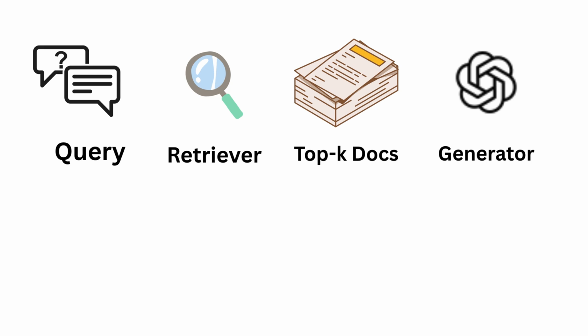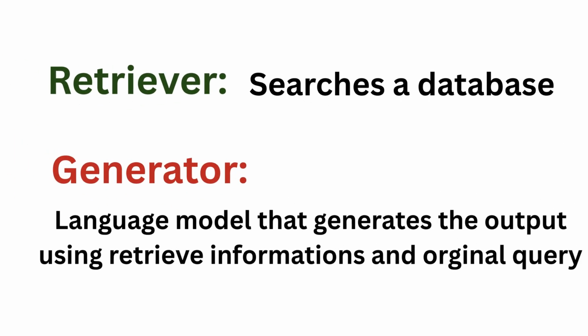Think of the retriever like a built-in search engine for your model. Then comes the generator, which is the language model. It takes both the original query and the retrieved documents, and generates a final answer. So while the retriever searches for the best supporting information, the generator uses that info to write a grounded, relevant response. In short, the retriever finds the facts. The generator writes the answer. Together, they make RAG powerful, flexible, and far more accurate than models that just rely on training data.